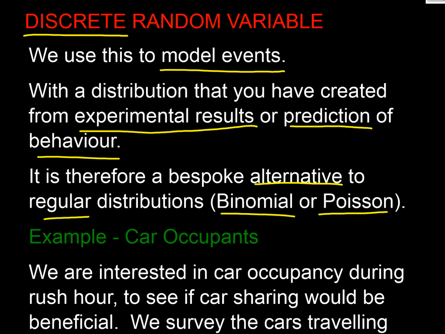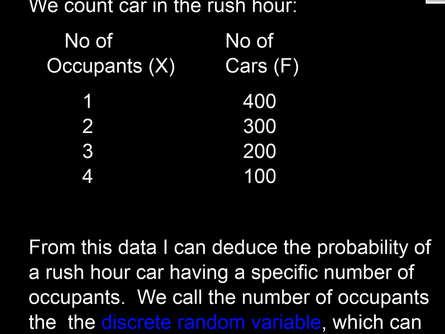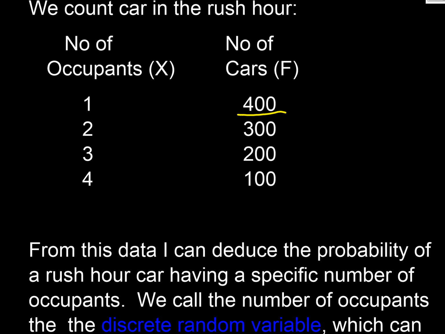An example. We're interested in car occupancy during rush hour to see if car sharing would be beneficial. So we survey cars travelling from Brighton to London each morning, and we count the number of occupants in each car. During that hour we count 400 cars with one occupant, 300 cars with two occupants, 200 cars with three, and 100 cars with four.